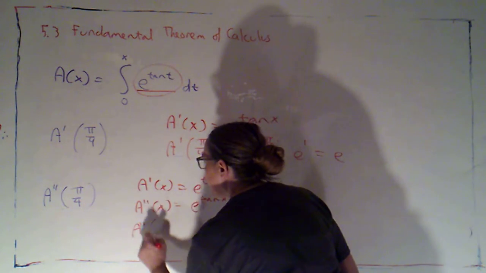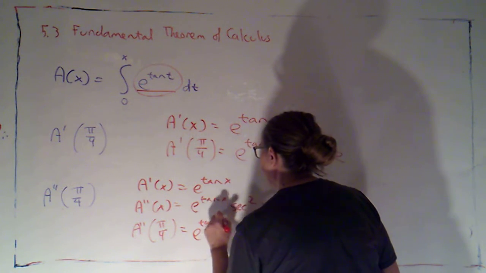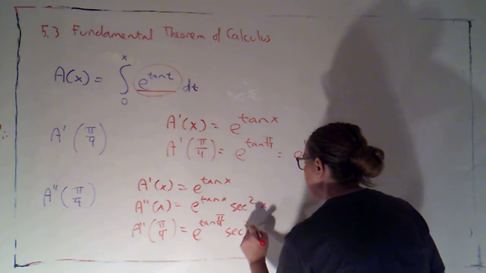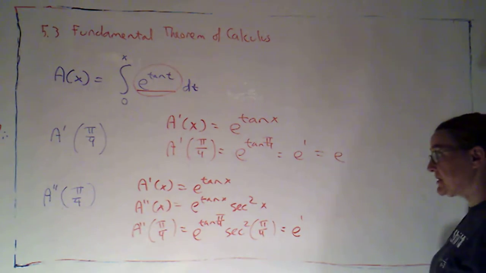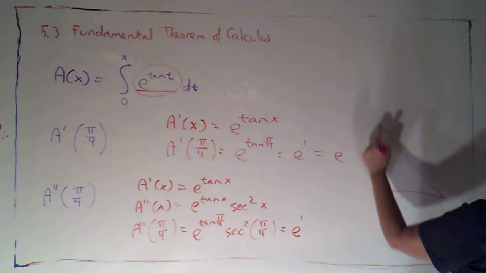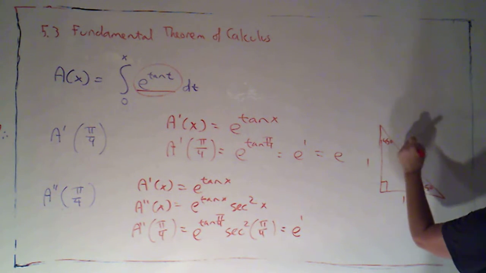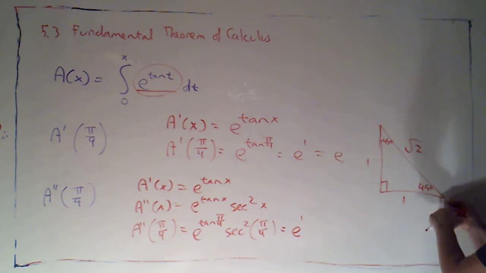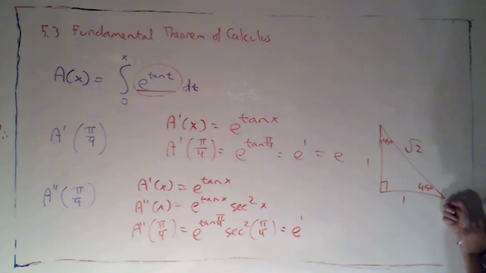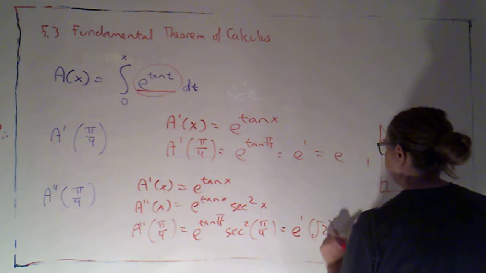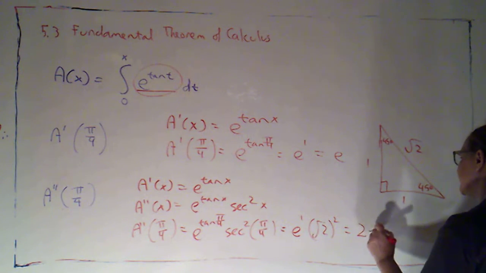So A double prime at pi over 4 is e to the tangent of pi over 4 times secant squared of pi over 4. We already said that's going to be e to the first. Now for secant of pi over 4, that's a 45-degree angle, so I can draw my 45, 45, 90 triangle. Cosine would be 1 over root 2, so secant is just root 2. But I've got to square that, because we're looking at secant squared, so that's going to give me 2 times e.